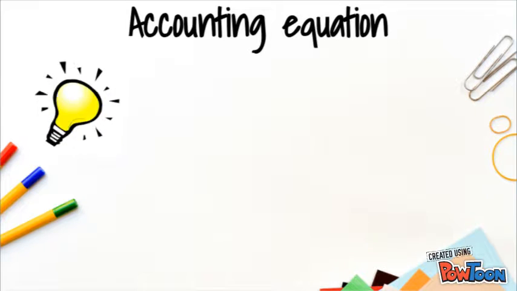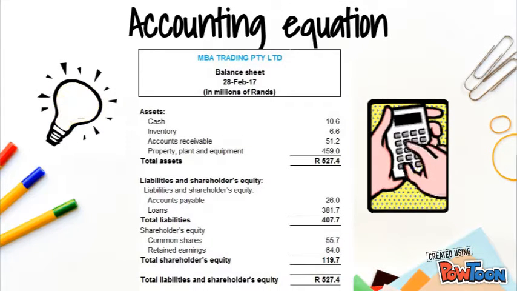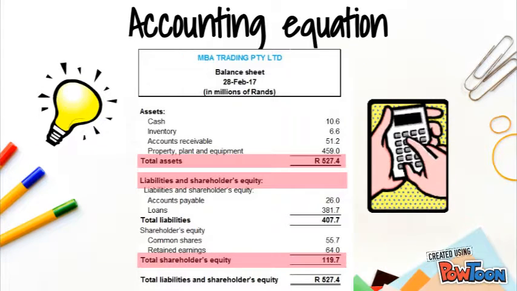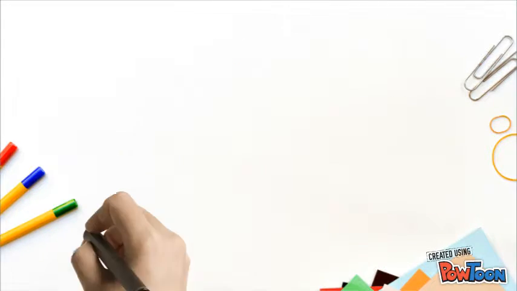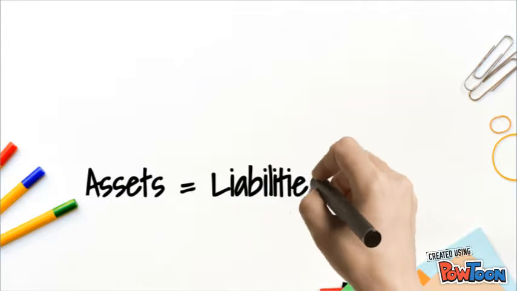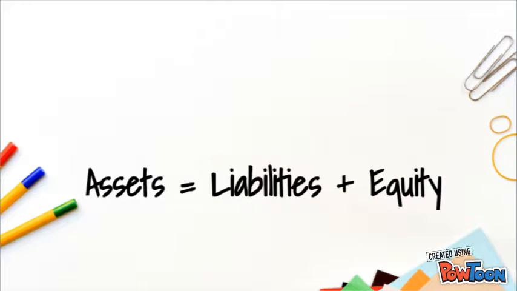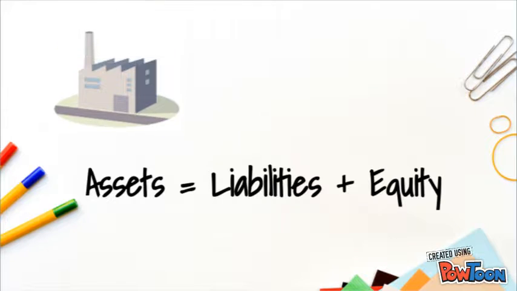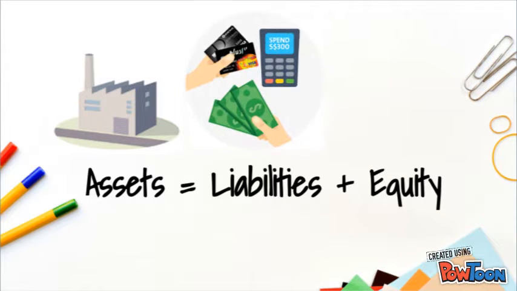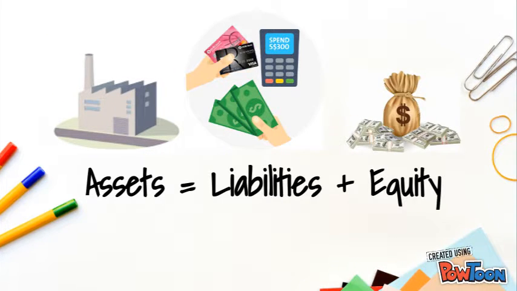The accounting equation, also known as the balance sheet equation, is the relationship between assets, liabilities, and equity of the business. The double entry bookkeeping system is the foundation for the equation, ensuring that the equation remains balanced with assets being equal to the sum of liabilities and equity.